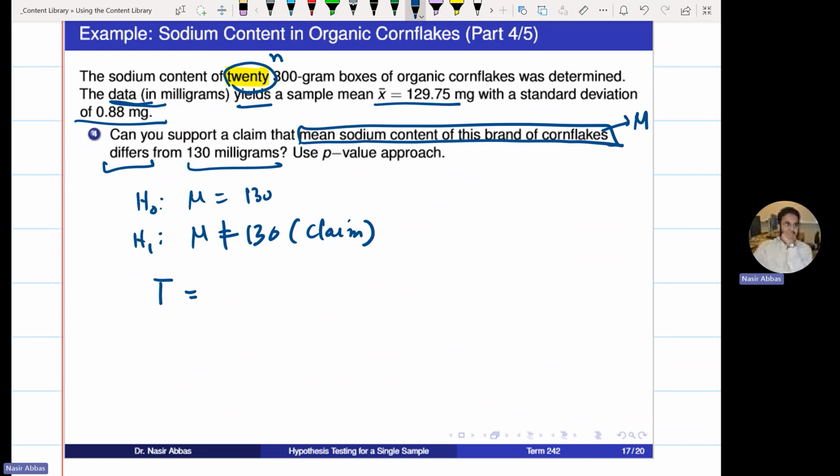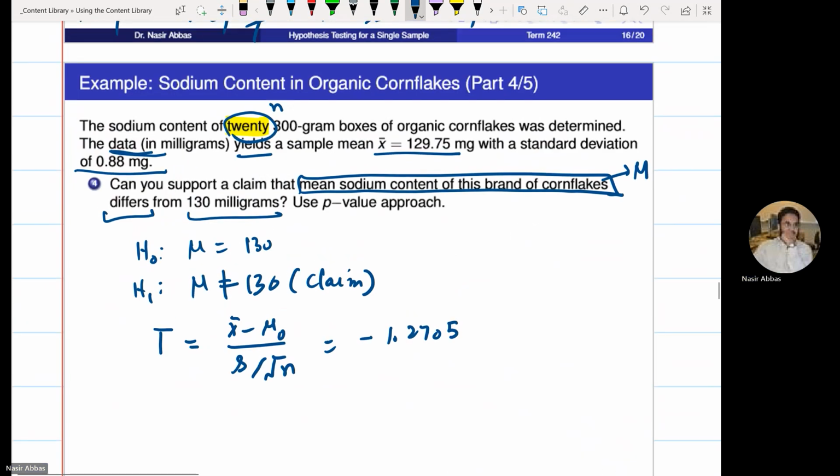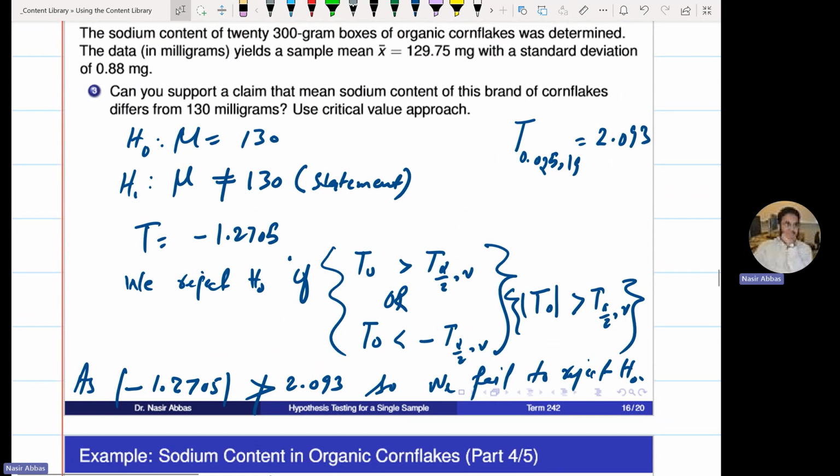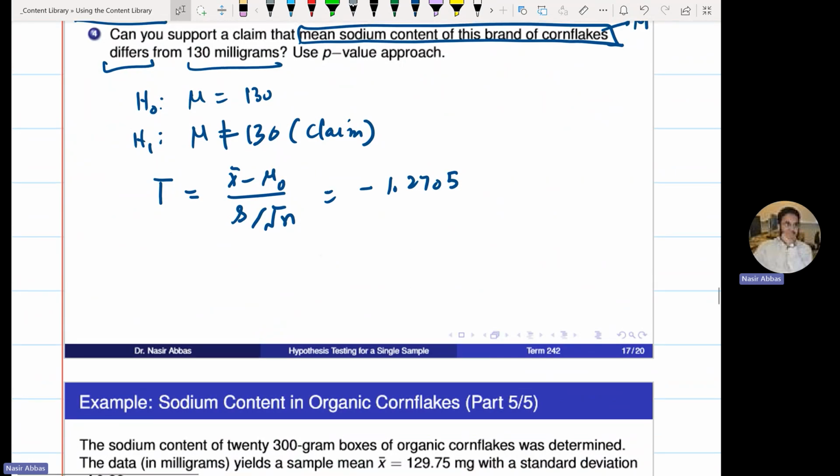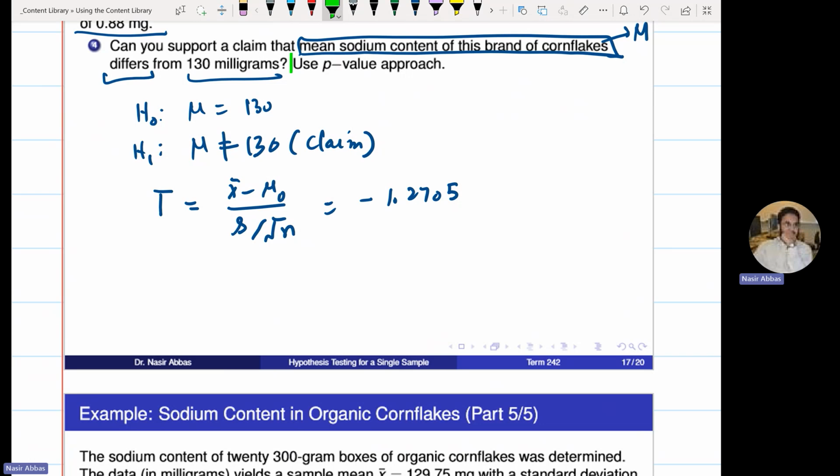So in this case, T is x bar minus mu naught divided by S over root of N. We found it in the last class. It was minus 1.2705, I guess. Is it? Yeah. Minus 1.2705. Just plugging in the values of x bar, mu naught, and everything. Now the question is asking us to use which approach? P-value approach. I will go to that table from the p-value expression.